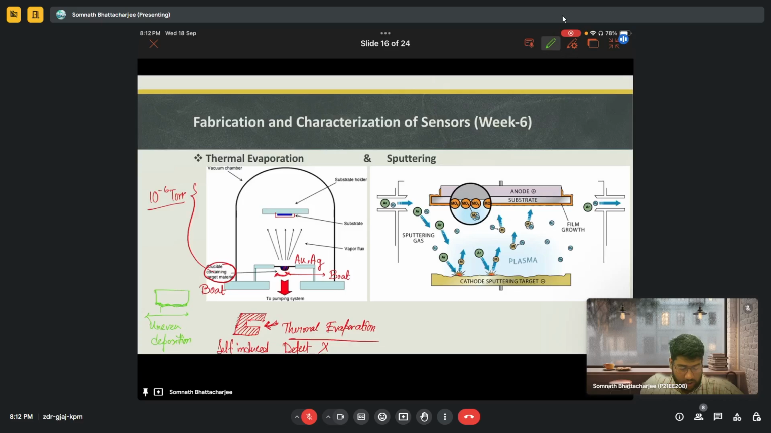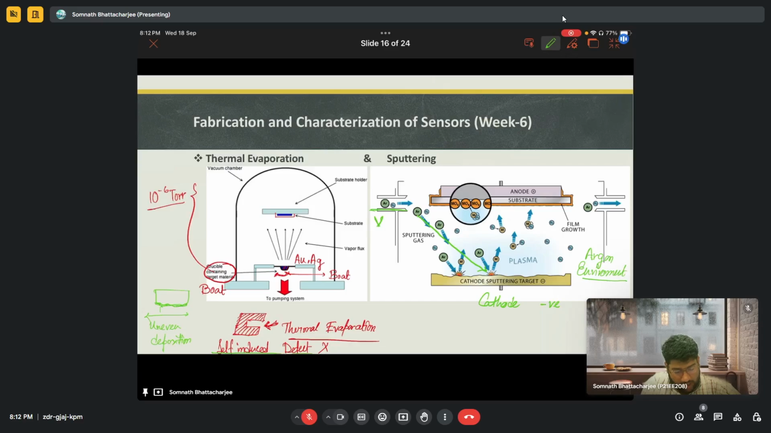So there are defects, but there are no self-induced defects here. Now, in the second technique, that is the sputtering technique, it happens in an argon environment. In an argon environment, we give a high voltage to the source. This argon gas is sputtered towards a material that is our cathode, that is negatively charged.